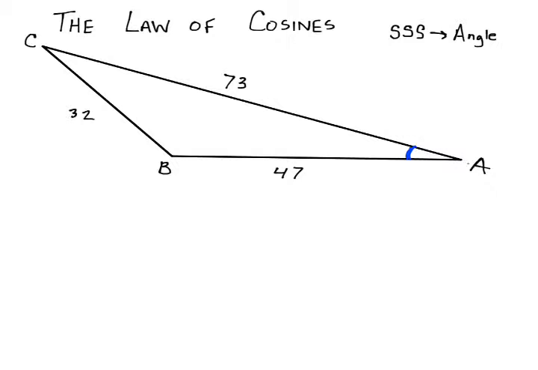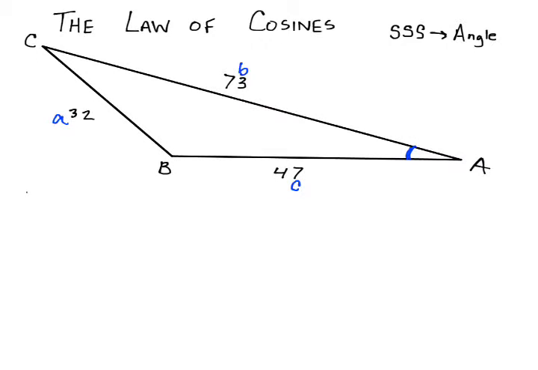Since I decided to look for angle A, I'm going to write the cosine version that has lowercase a squared all by itself. So this is lowercase a because it's opposite from angle A. This is lowercase b, the 73. And 47 is lowercase c because it's opposite from angle C.